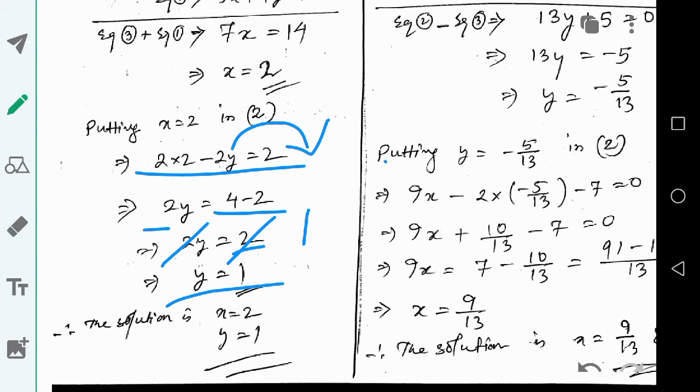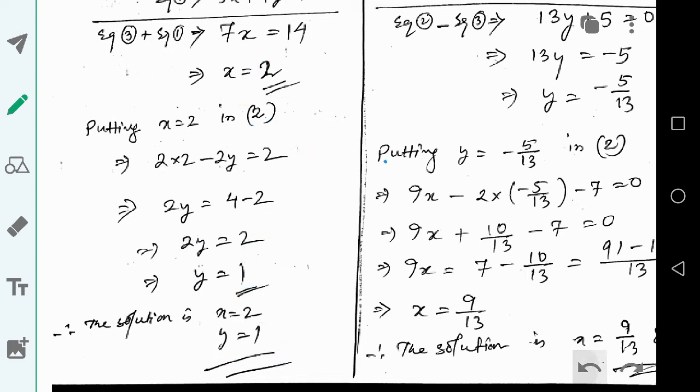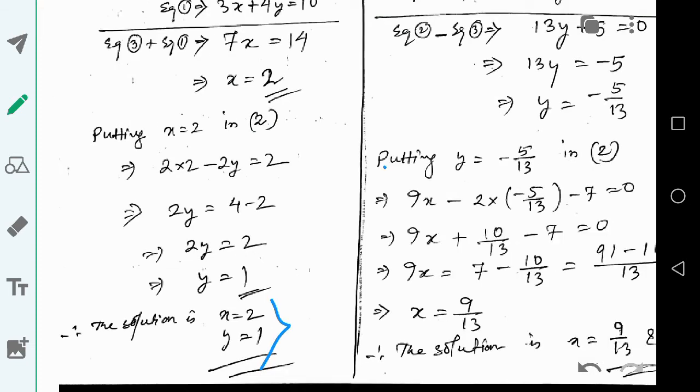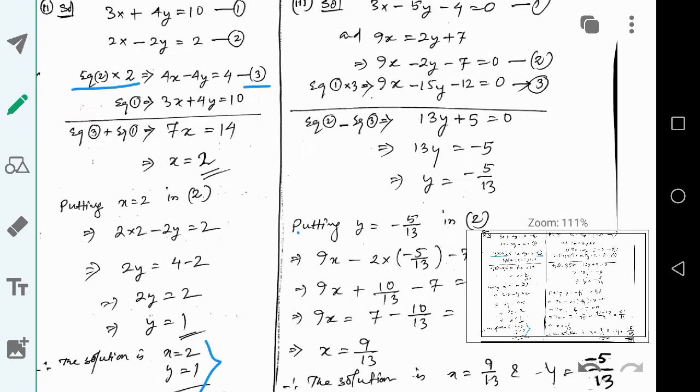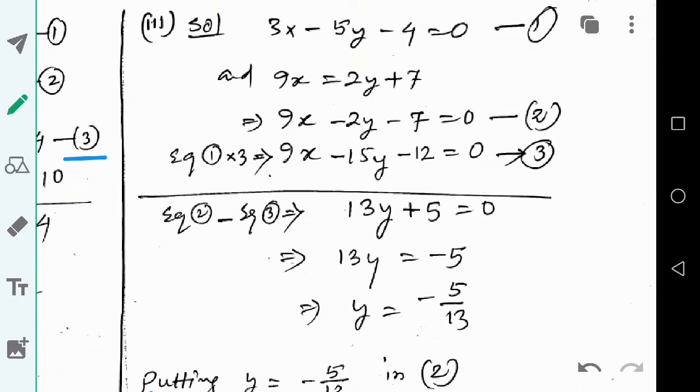So we have got the value of x as well as y. This is our required solution. What is the solution? X is equal to 2 and y is equal to 1. Similarly, here you see, we can solve the next pair also.